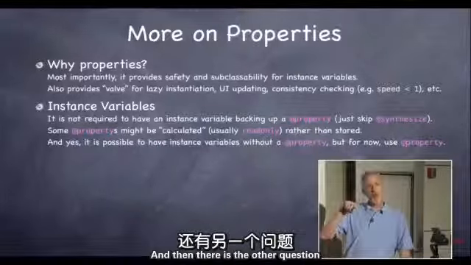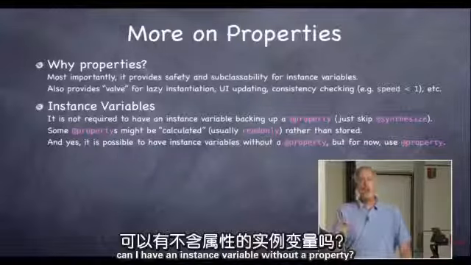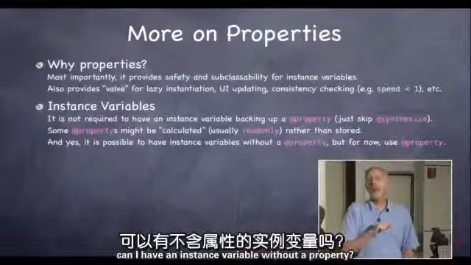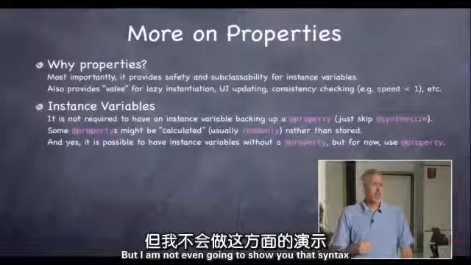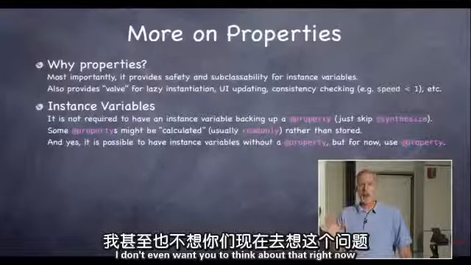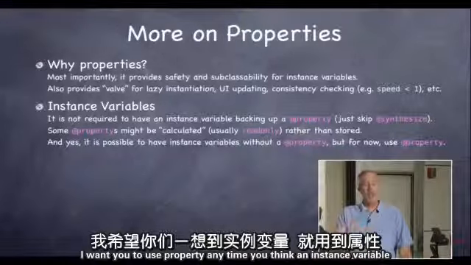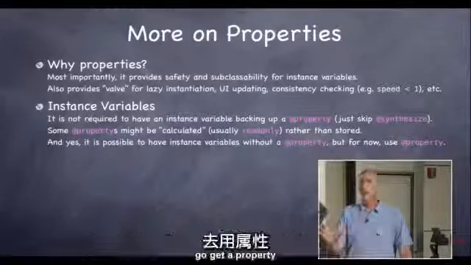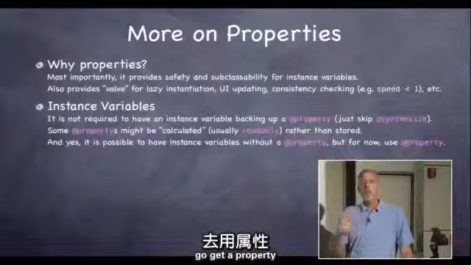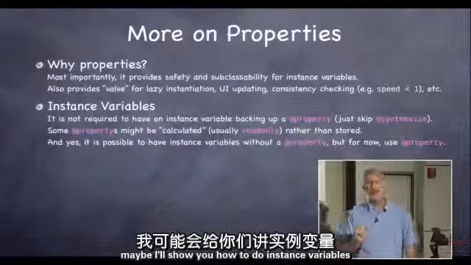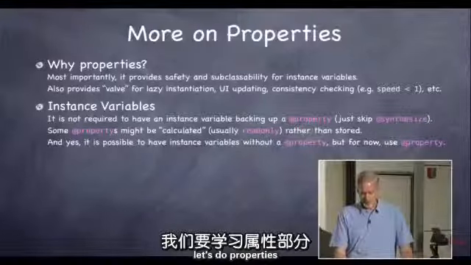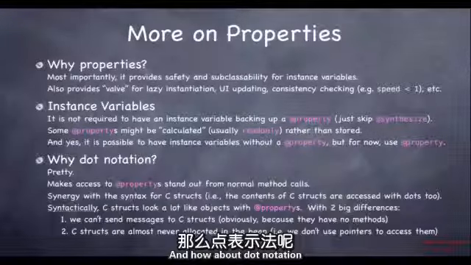And then there's the other question, the other way around, which is, can I have an instance variable without a property? And of course the answer is yes, you can, but I'm not even going to show you that syntax. Okay, I don't even want you to think about that right now. I want you to use properties. Anytime you think instance variable, go get a property. Okay? Later in the course, if you're good, maybe I'll show you how to do instance variables, but for now, let's do properties. And how about dot notation?